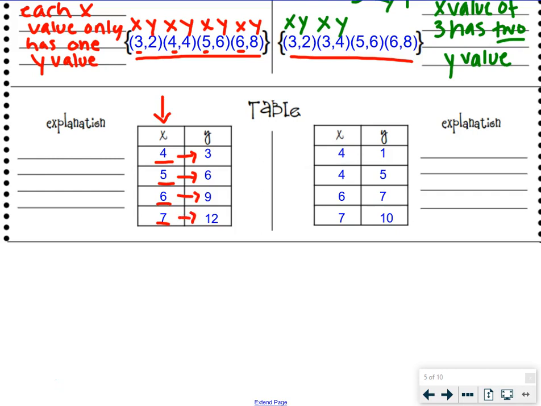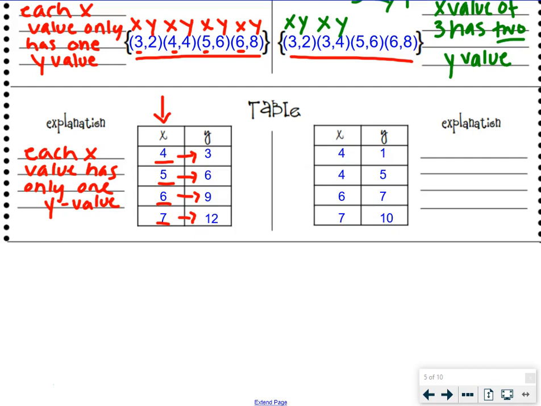y value. So for our explanation is each x value has only one y value. So each number for x only has one number for y.